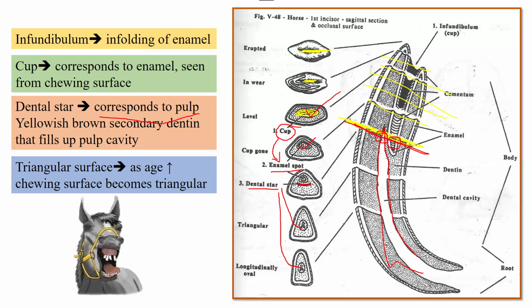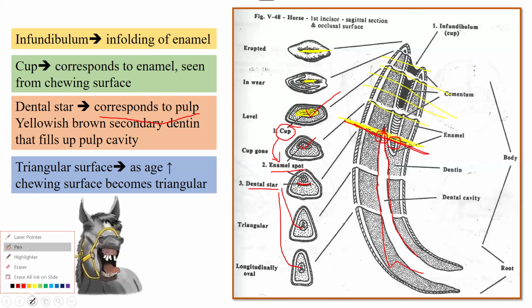The teeth will become painful with the passage of time or as the horse ages. So what does nature do? It fills the pulp cavity with the dentine, and you see it as a dental star. So I hope you have understood the difference between an infundibulum, the cup, enamel spot, and the dental star. Next thing is triangular surface. What about this surface? It is a simple thing that as age increases, the chewing surface becomes triangular. Like you can see, a young horse will have.